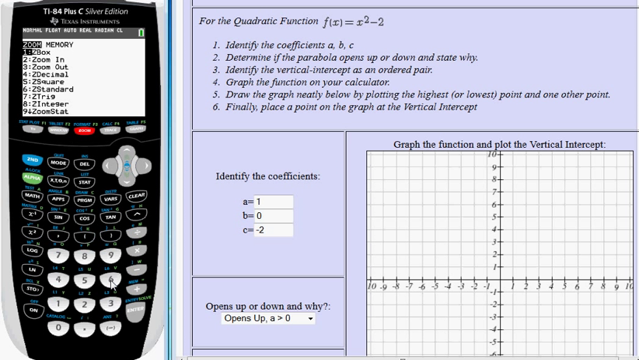So I'm just going to hit 6. The standard window gives you a window where your x values go from -10 to 10, and your y values go -10 to 10. And as promised, it shows up on my standard window.